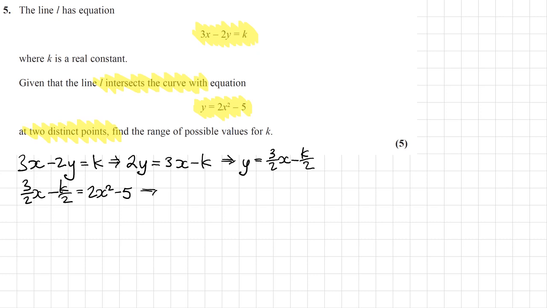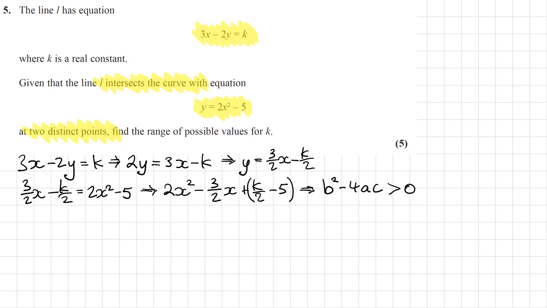That's a quadratic, so we'll bring everything to one side. So you've got 2x squared, and then minus 3 over 2 x, and then my constant is going to be plus k over 2 minus 5. So I'll just put that in brackets there. Here I use the discriminant, b squared minus 4ac. Now since it said there are two distinct roots, that discriminant is going to be positive.